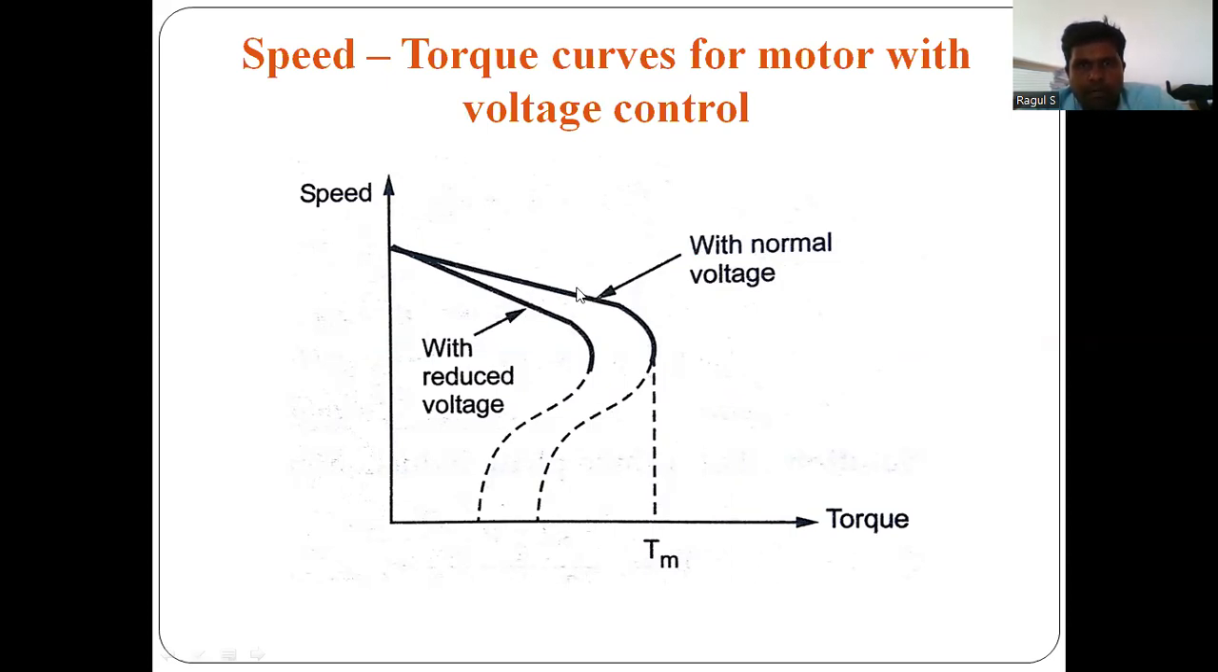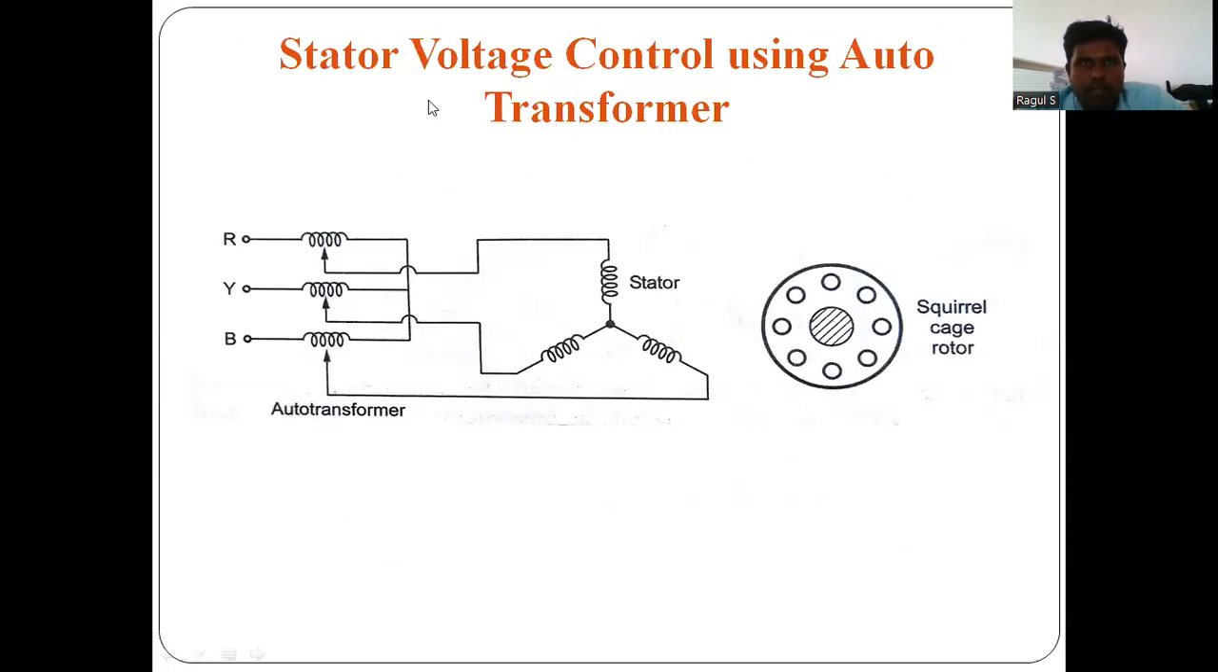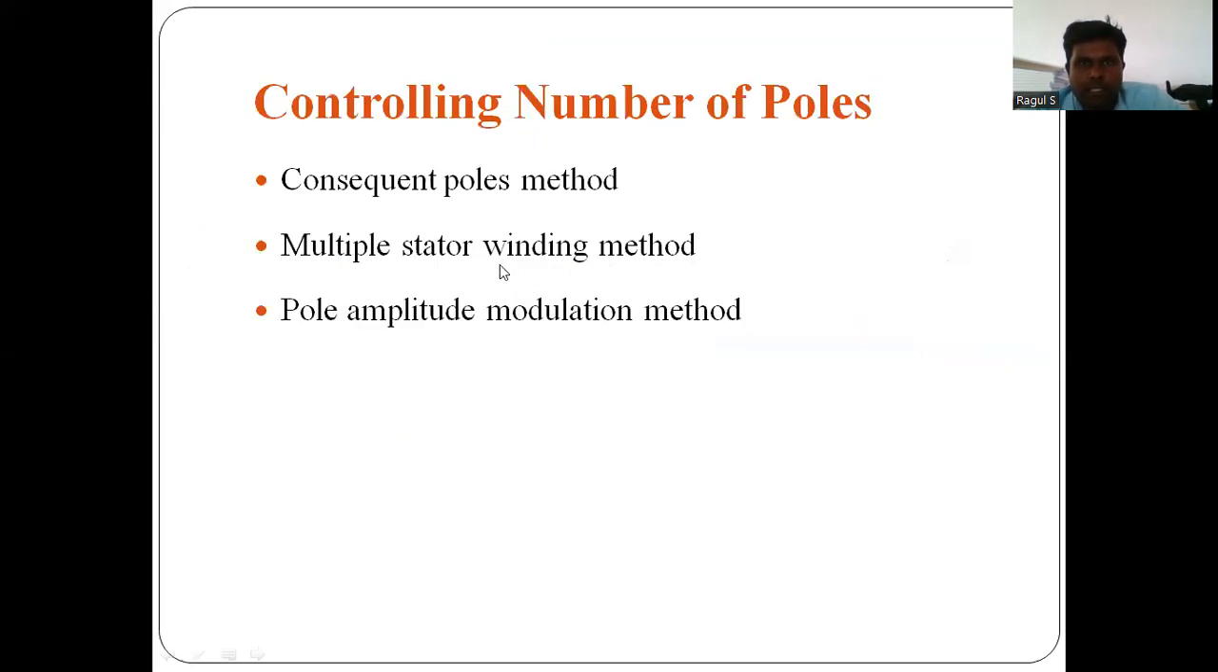At the normal voltage, the maximum torque is high. Whenever the voltage is reduced, the maximum torque also reduces. This is the simplest method to change the stator voltage. The three-phase supply is not directly connected to the stator winding. Through the auto transformer only, the input supply is connected to the stator winding. When we change the auto transformer, the turns change, so the voltage changes.